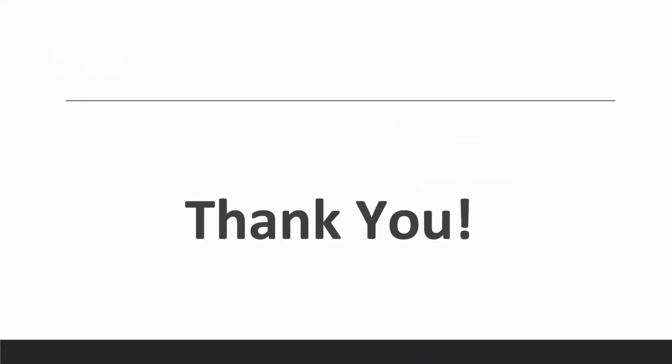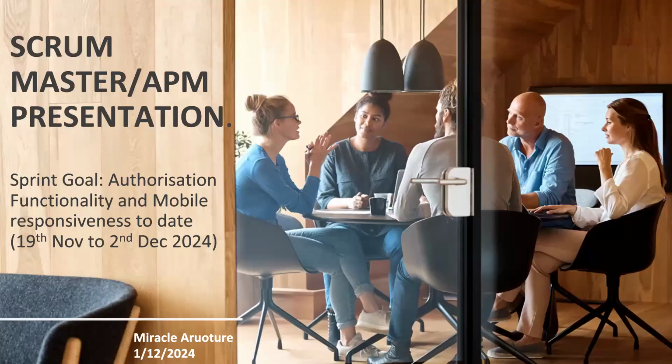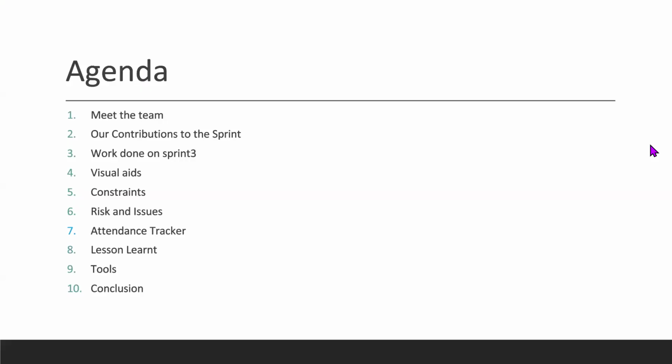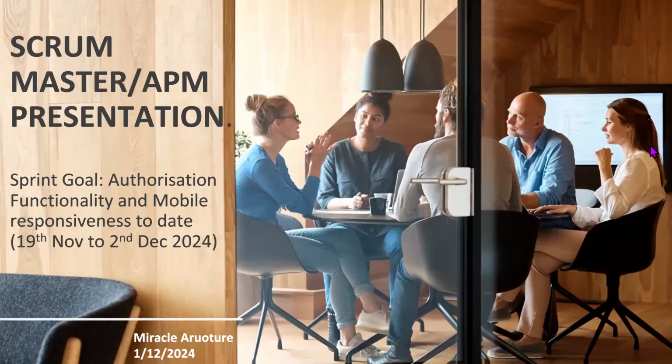Thank you. Hi, good evening, everyone. Please next slide. Okay, this is the Scrum Master slash APM presentation. Bero is currently unavailable, so I'll just have to merge both presentations together. Okay, the sprint goal, as our previous speaker said, is authorization functionality and mobile responsiveness to date. Next slide, please.